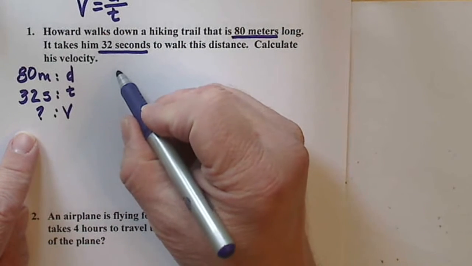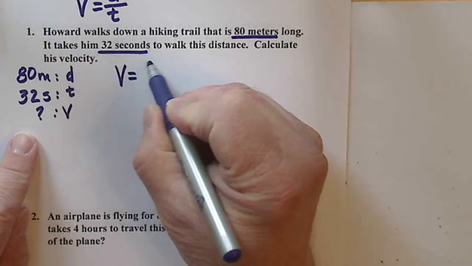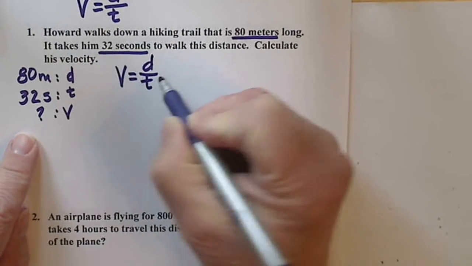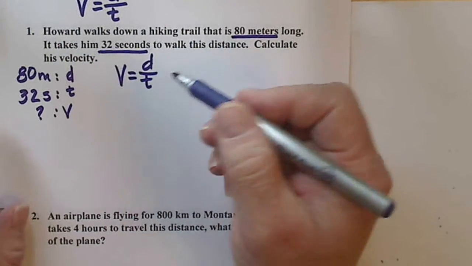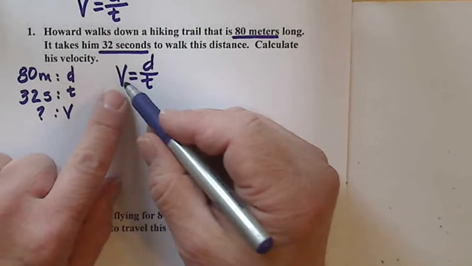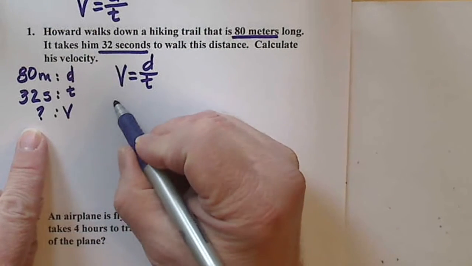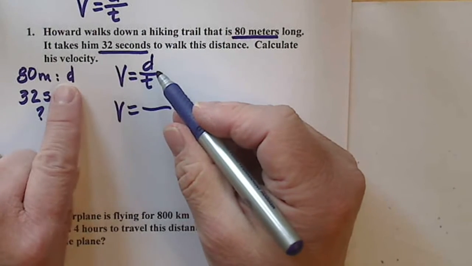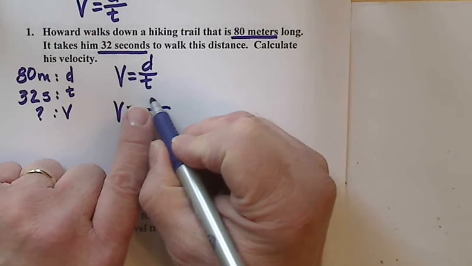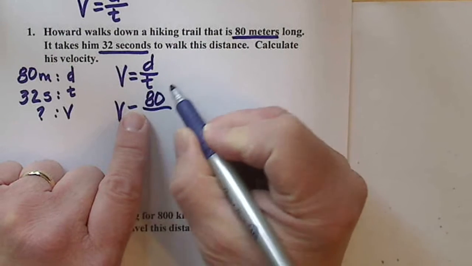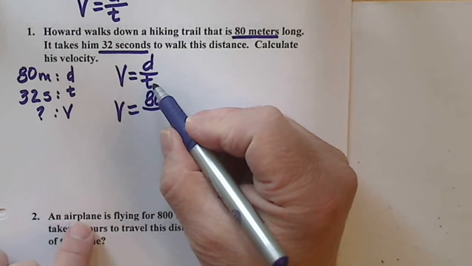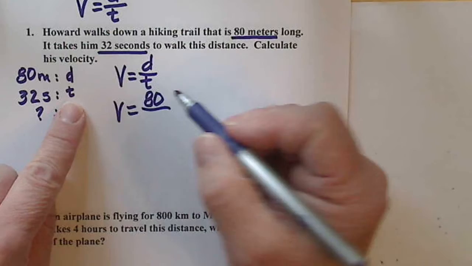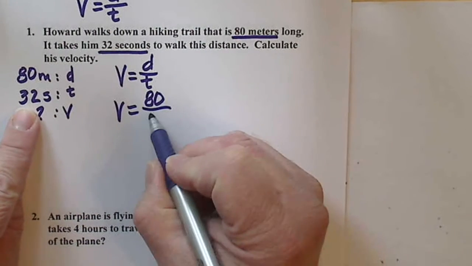Now what we're going to do is write down the formula. v is equal to d over t. Now we plug in the numbers, or like you say, plug and play. The v, we don't know what that is, so we're just going to leave v right there. The d, we look over here, and the d is 80, so the 80 goes up here where the d is. And then down below that is the t, so we're going to divide by t, and t we said was 32.